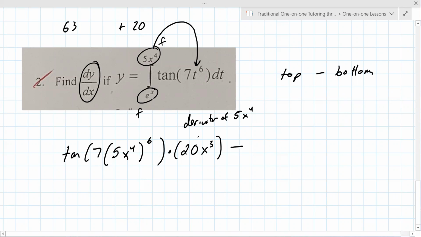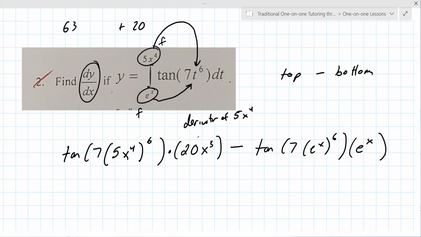Minus. Then you do the same thing with the bottom bound. You put that in for the variable, so that's tangent of 7 e to the x to the 6th. But then you multiply by the derivative of the bottom, which is e to the x. And that's it. You're done. There's nothing more you could do.